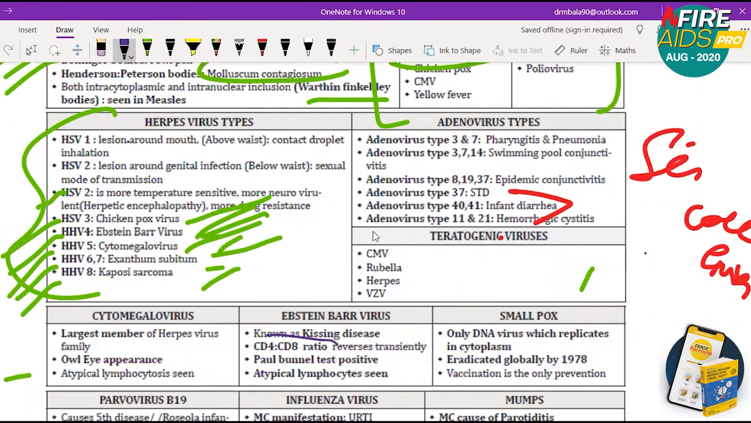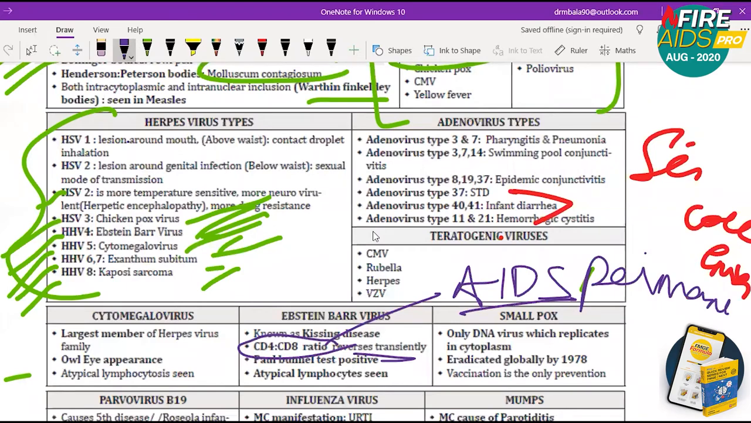At this point, the CD4 to CD8 ratio reverses transiently. With this point, you should consider AIDS, because there also the CD4 to CD8 ratio reverses. But here, it does not reverse transiently, it is permanently reversed. Permanently reversed. I repeat again.